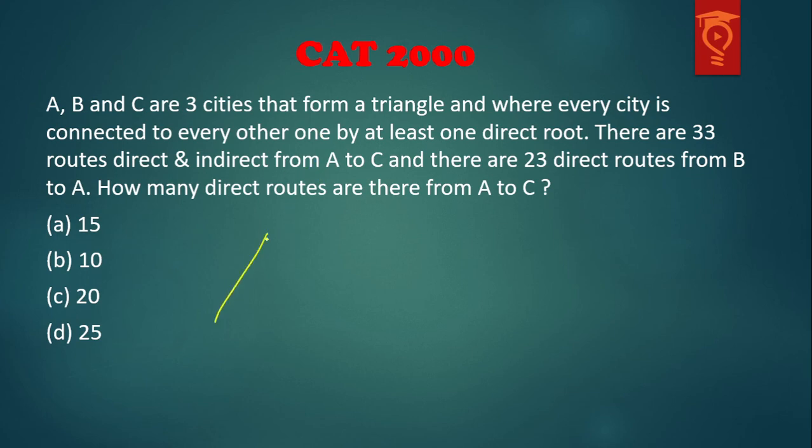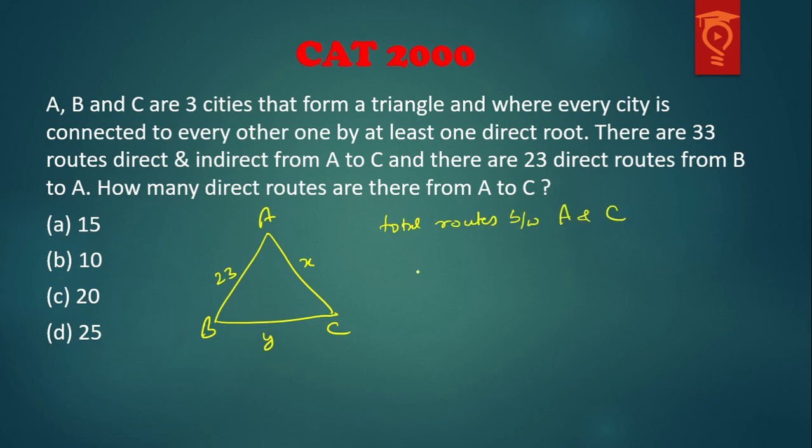So with this, I would like to start with this question. They make a triangle A, B and C. They say that there are 23 direct routes from A to B. And from A to C, there are 33 total routes, direct and indirect. So let us call the number of direct routes from A to C as X and between B to C as Y. So I would say that total routes between A and C is equal to direct plus indirect, that is A to B to C.